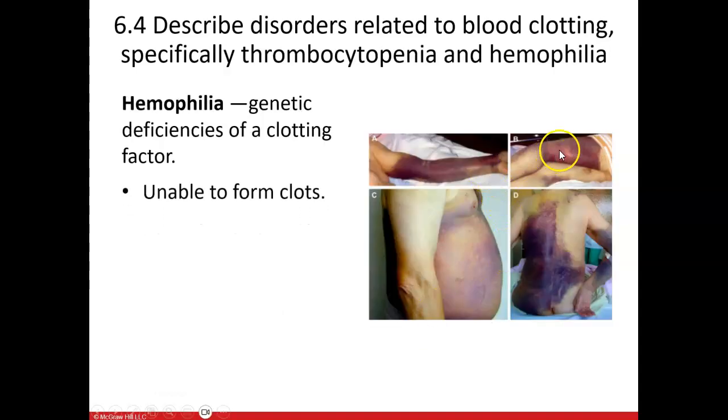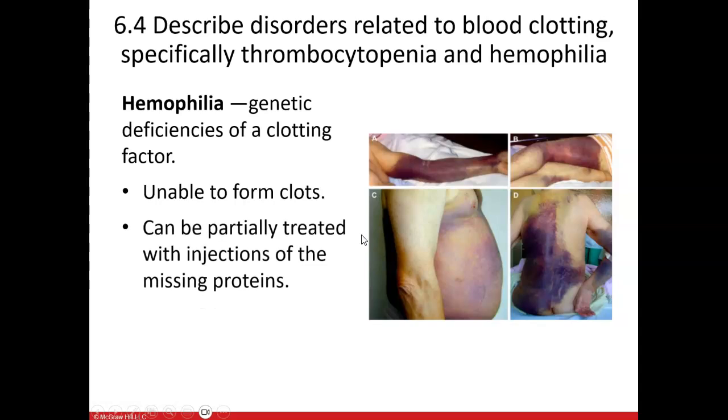Here's some very serious bleeding that you can see. It's not even open to the outside, but bruising that's a bleed inside the body. It's really serious because these people with hemophilia just can't stop their own bleeding. They're unable to form clots. They can be treated with injections of missing clotting factors. So there's different ways to treat it and manage it. It's something that has to be managed throughout the lifetime of the person with hemophilia. And getting this internal bleeding is always a potential risk.